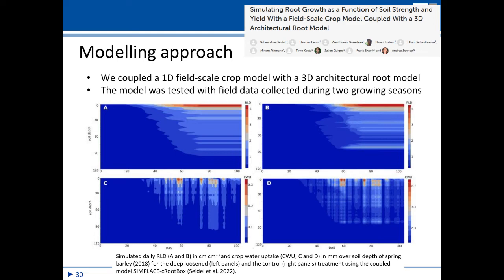With this example, I want to show you that models can help us to estimate values such as the daily root length density and crop water uptake over time, which are very difficult to measure. In the study, we also varied some root traits to find out which ones foster high yield and yield stability. We concluded that our model is a feasible tool to assess the value of physiological traits in targeted environments and for specific management, in this case for subsoil management.